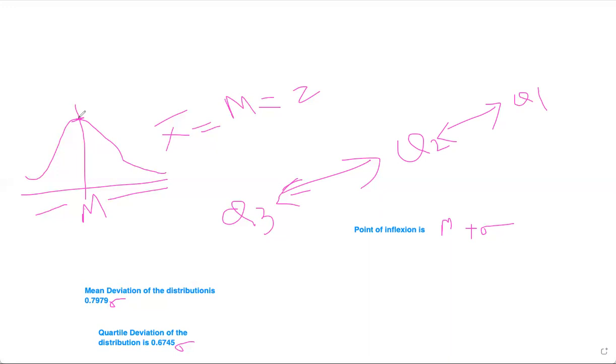Position and the shape of the curve will depend on mean, standard deviation, and number of observations, right? Are you following? Yes, ma'am. Mu, sigma, and n.